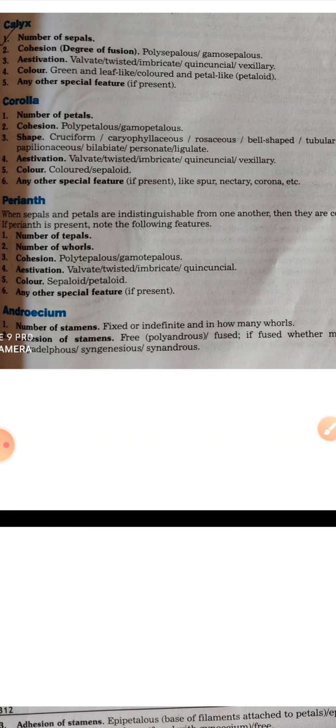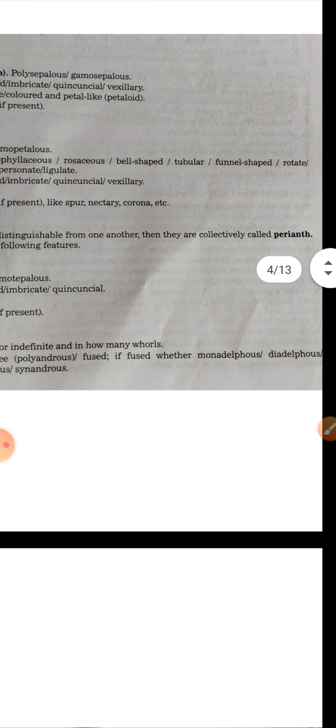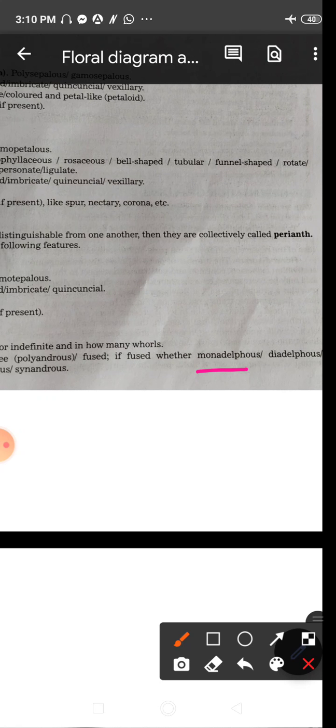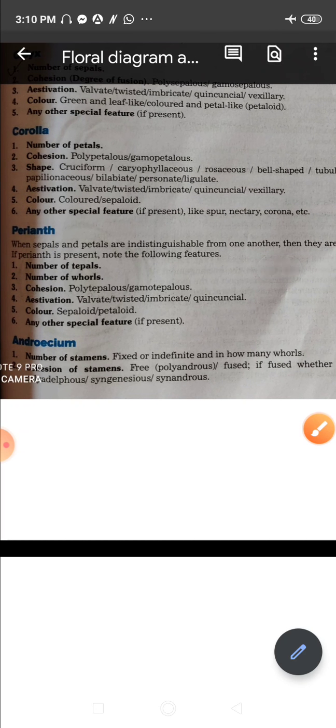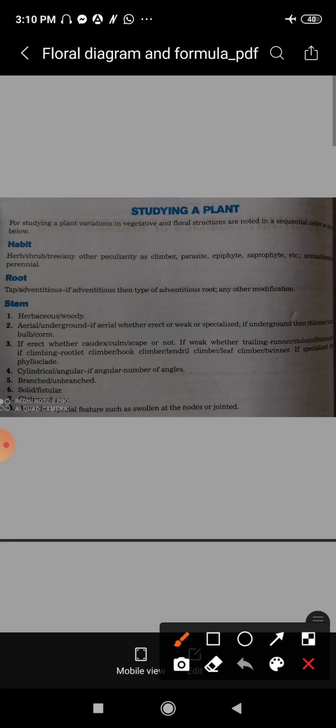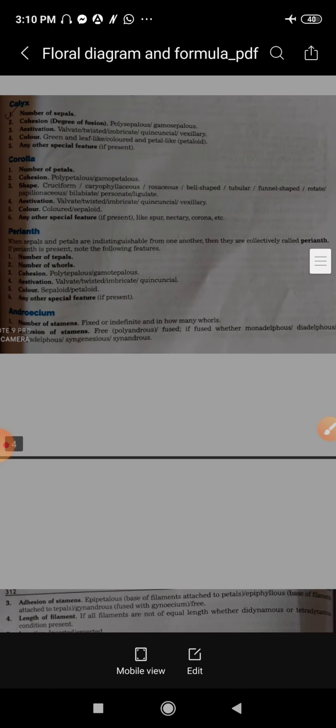Then comes whether the stamens are free. If they are free, they are known as polyandrous, right? And if fused, then in how many bundles are they? If there is just a single bundle, then they are monodelphous. If it is arranged in two bundles, then they are diadelphous, right? Then if they are in many bundles, then they are polyadelphous.